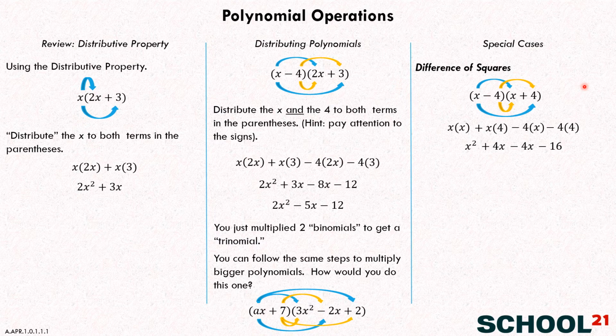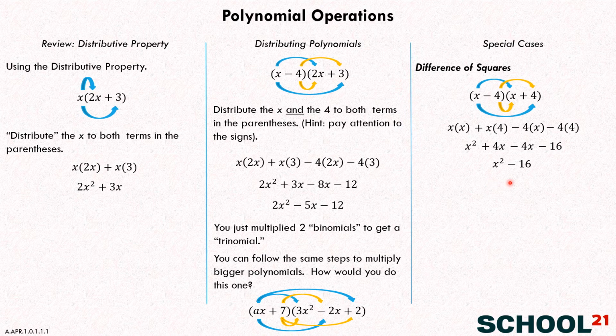Now, can you simplify that further? Yes, you can remove the 4x. The positive 4x and the negative 4x would cancel out. That's right. Isn't that interesting? So what happens here is when you have a variable minus a number and then that same variable plus a number in those two binomials, those are always going to cancel out. And what you have here is called the difference of squares.